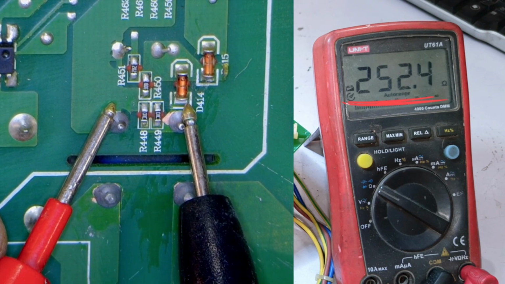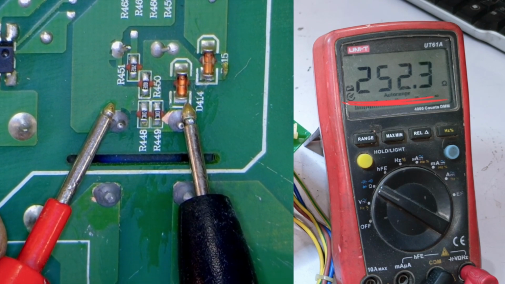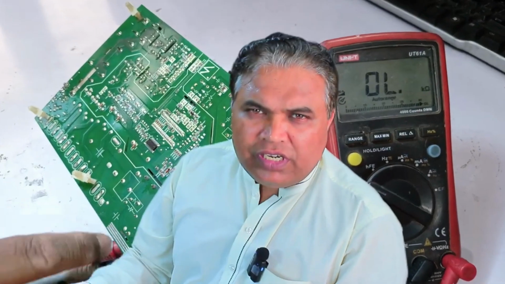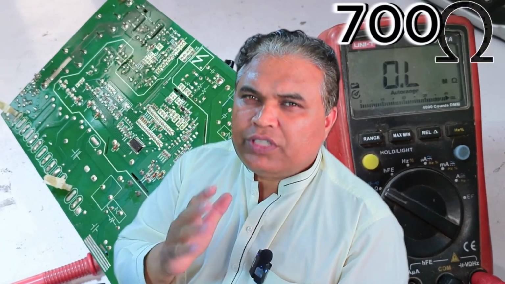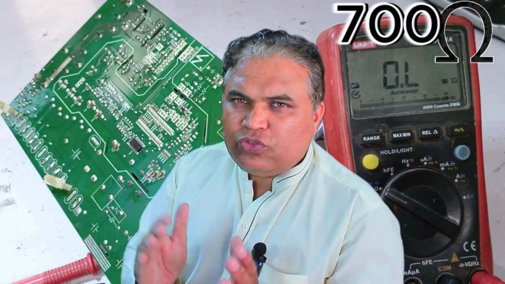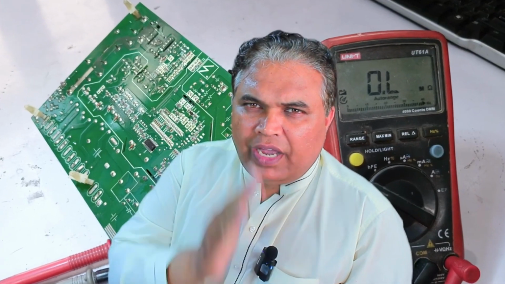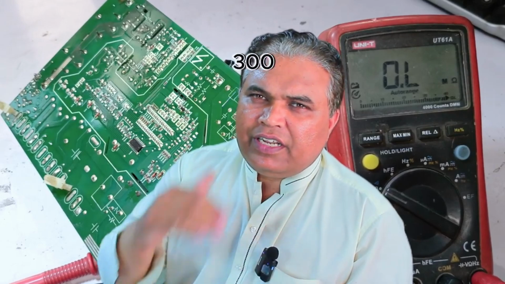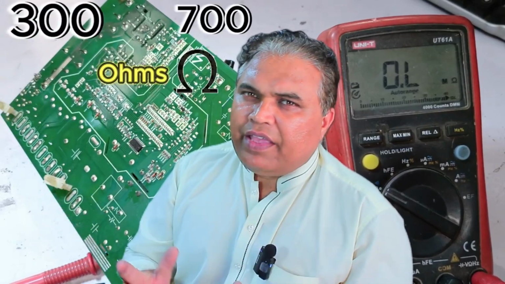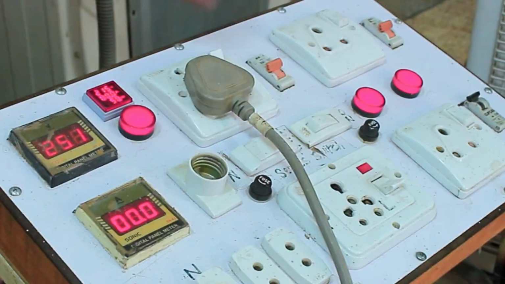Now, we will install this circuit board back into the system to see if it works correctly. The original current transformer had a resistance value of up to 700 ohms, so this difference is acceptable. If it operates correctly, it means that a resistance value between 300 and 700 ohms indicates proper functioning. I will now power on the unit and turn it on using the remote.